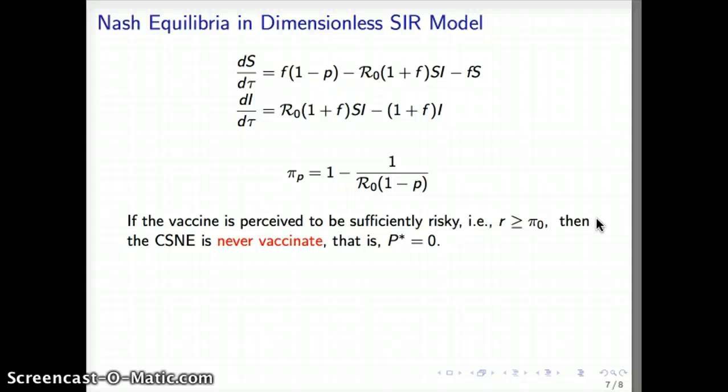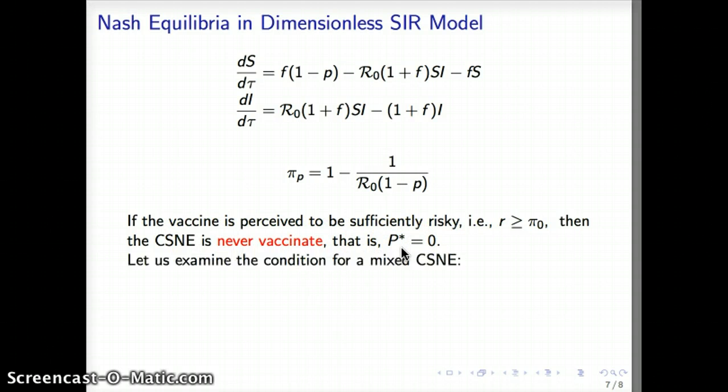If the vaccine is perceived to be sufficiently risky, then the relative risk exceeds the probability of becoming infected when the vaccination level is 0. Nobody is vaccinating. Then the Nash equilibrium in that case is to never vaccinate.